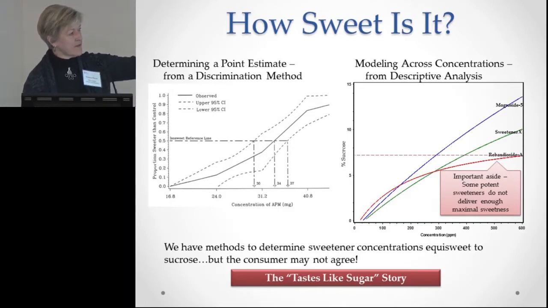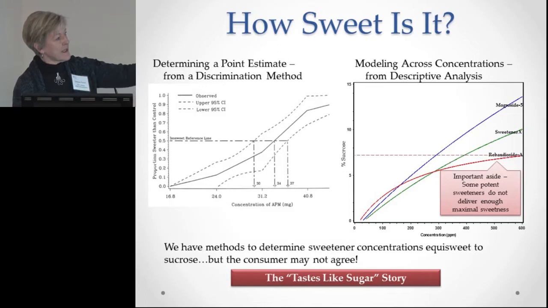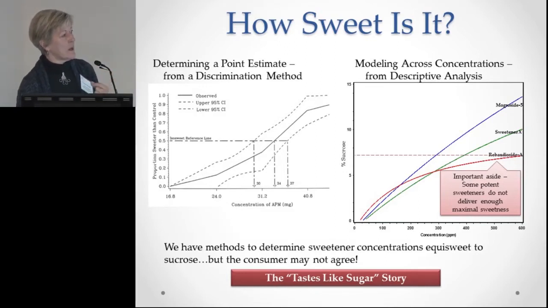And you can see we have different lines here. We have Rebaudioside A, sweetener X, I can't tell you what that is, and Mogroside 5, which is in the monk fruit. I actually quite like that sweetener.